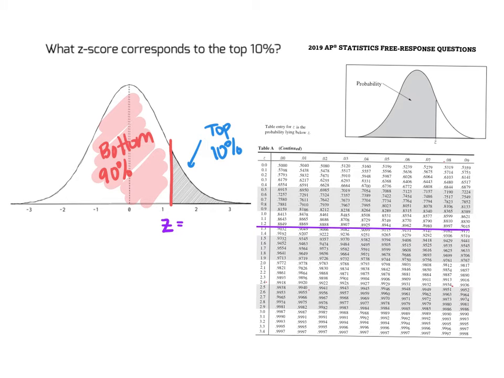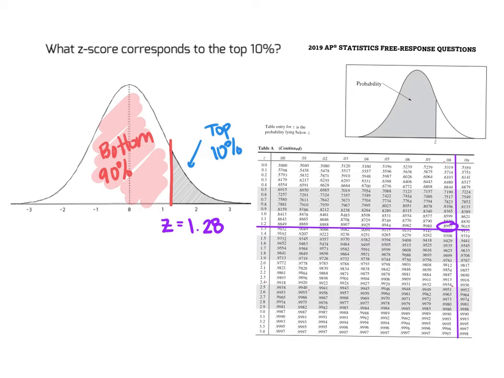Looks like the first part is 1.2, and the other part is going to be 1.08. So it looks like it's going to be, we'll say 1.28 is the closer one. 0.08 is the close one to this. That one's closer. So we'll say this is about 1.28. So the z-score that corresponds to that is 1.28.